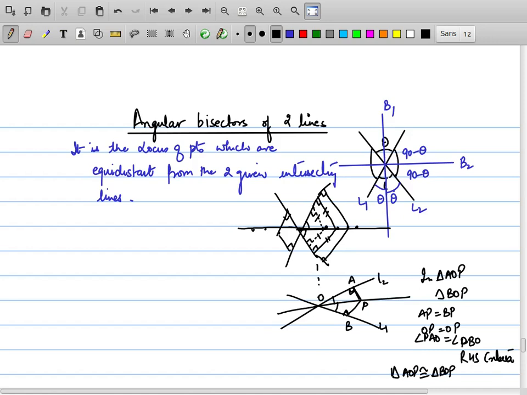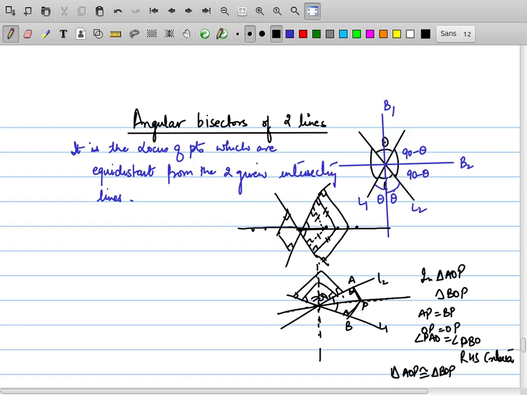Similar will be the case for this line. Again, all these points will be equidistant from these two lines, and again we will be able to prove that this angle equals this angle. Therefore, the angular bisector is the collection of points which are equidistant from two given lines. All the points lying on this line will be equidistant from these two lines, and all the points lying on this line will be equidistant from these two lines. Therefore, these two represent, and we have proved that they bisect the angle between the two lines, the angular bisectors.